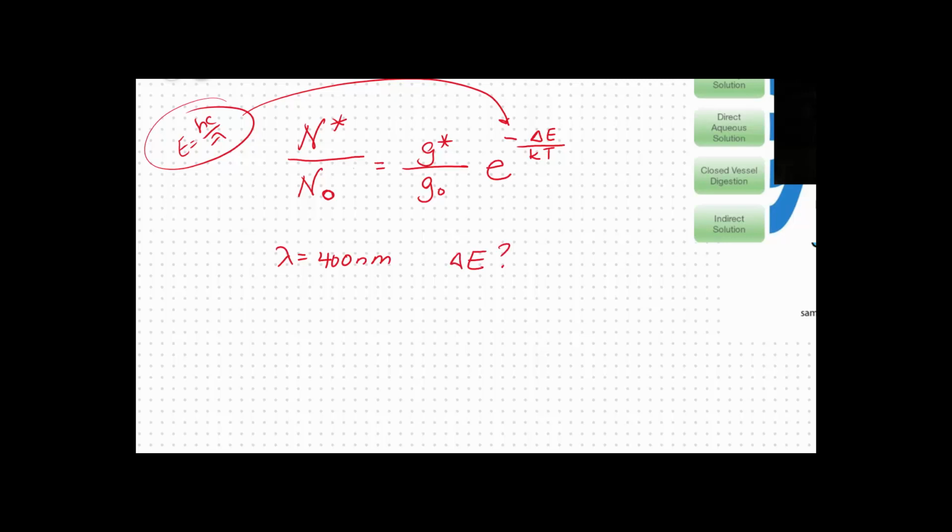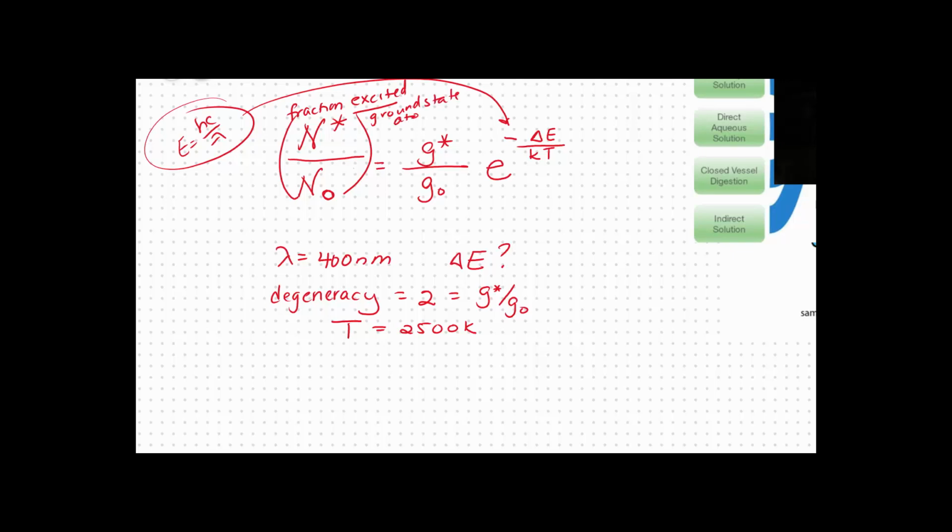And if we declare that there is a degeneracy of 2, that means the g star over g naught is going to be equal to 2. Then what is the fraction of excited state atoms at an equilibrium temperature of 2500 K? Well, this N bit here, this is our fraction of excited to ground state atoms. This is what's called our degeneracy. So let's start this calculation by finding our delta E.